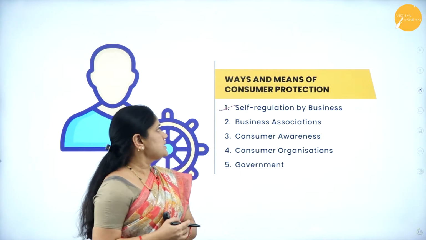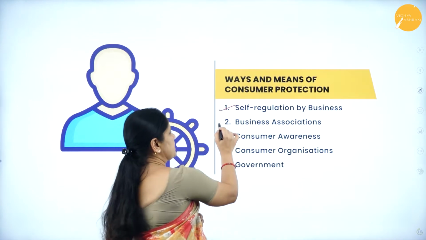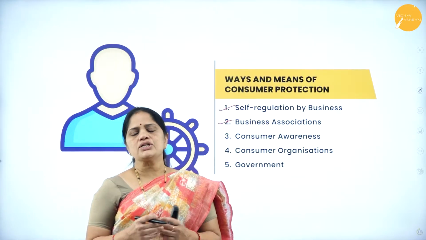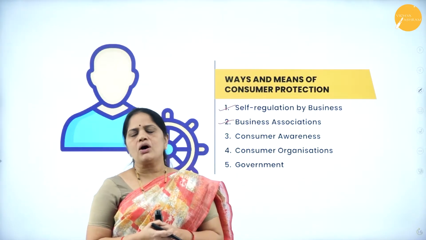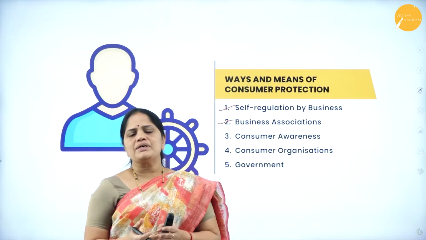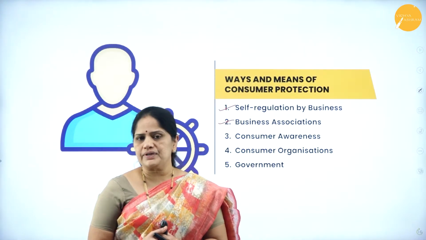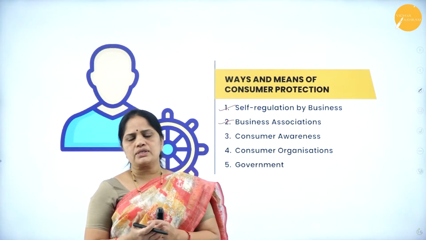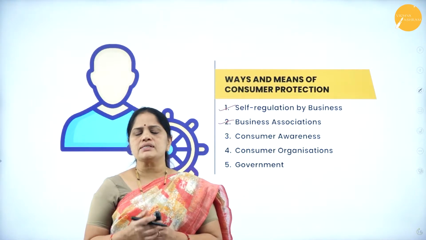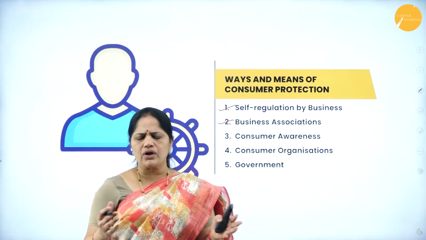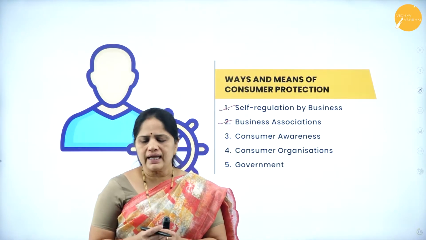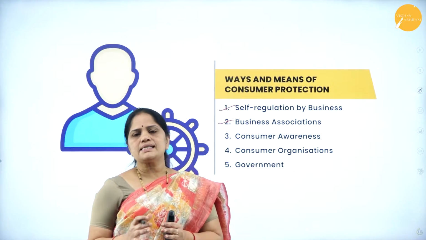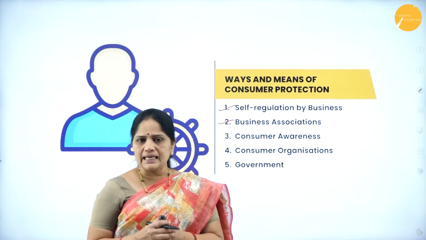Now, the second means of consumer protection is through business associations. What do we mean by business associations? They are associations formed by almost all the business organizations, those engaged in trade and commerce activities. They come together and form an association called the business association. These associations have laid down a code of conduct for all the members, and a code of conduct for dealings with the consumers. As a result, the consumer is properly protected.